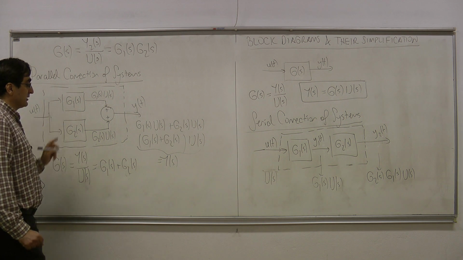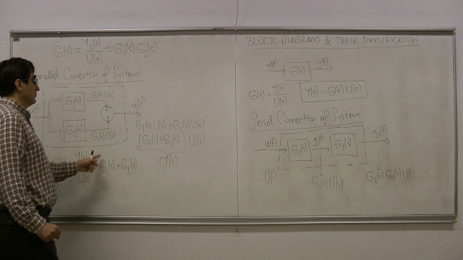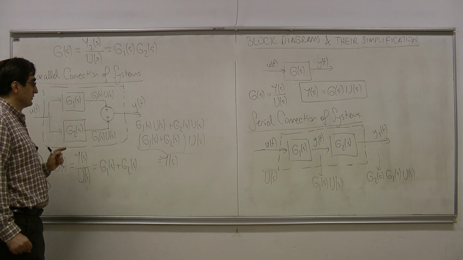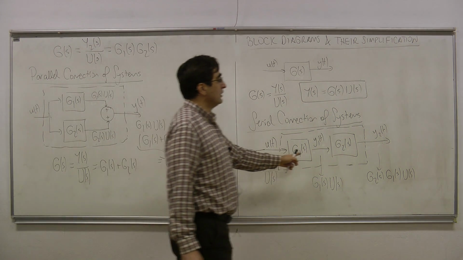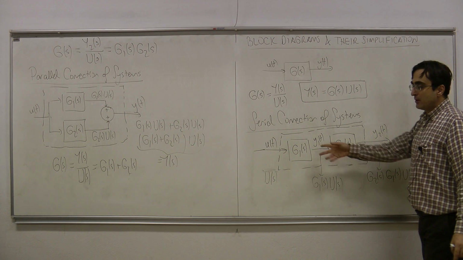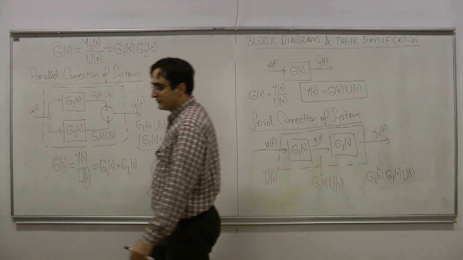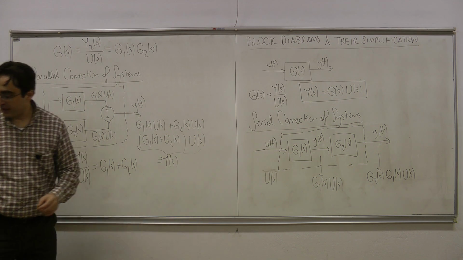So when we have a parallel connection of systems, the overall transfer function can be found by summing the individual transfer functions. When we have a serial connection of systems, the overall transfer function can be found by multiplying the transfer functions. So these were the easier connections.